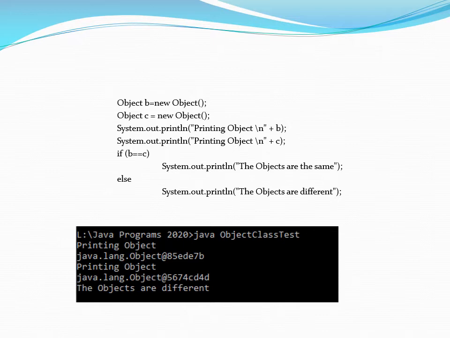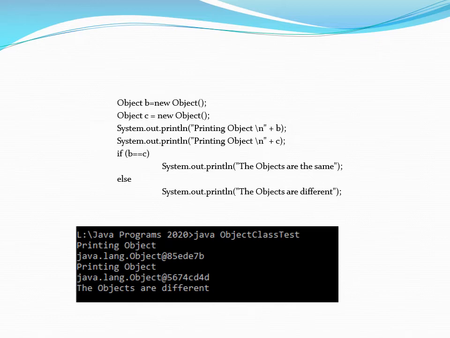This is another program. Here also we have two objects, B and C. Again, we are printing the objects. Now we are testing the equals method, with the equality operator. So we are comparing: if B is equal to C, then it should print the objects are same, else it should print the objects are different. So B is equal to C, this equality operator, calls the equals method of the Object class.